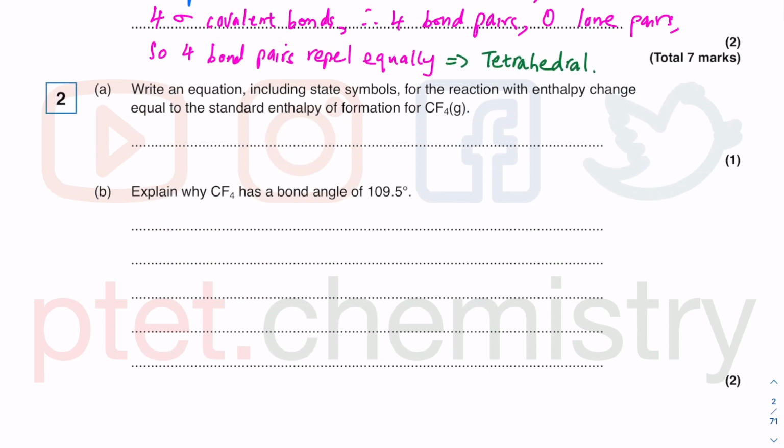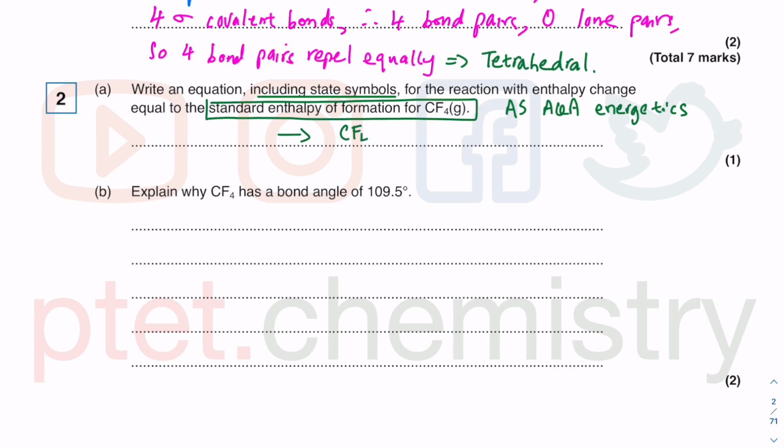I'm going to skip... no, I think I should do this second question actually. Write an equation including state symbols. This is about enthalpy change. You will probably learn more about this if you haven't. This is in the AQA syllabus under energetics. Usually by the topic on structure and bonding and shapes of molecules, you wouldn't have covered this, but if you had, then you know. It's about the enthalpy change when you form 1 mole of the substance from its elements, so the state symbols are very important.